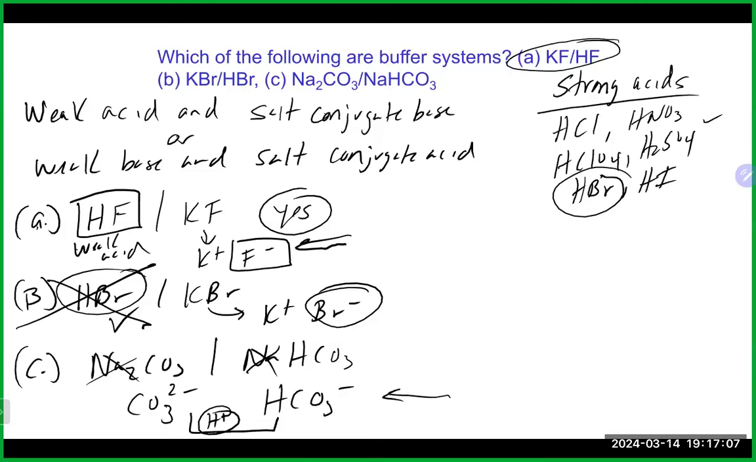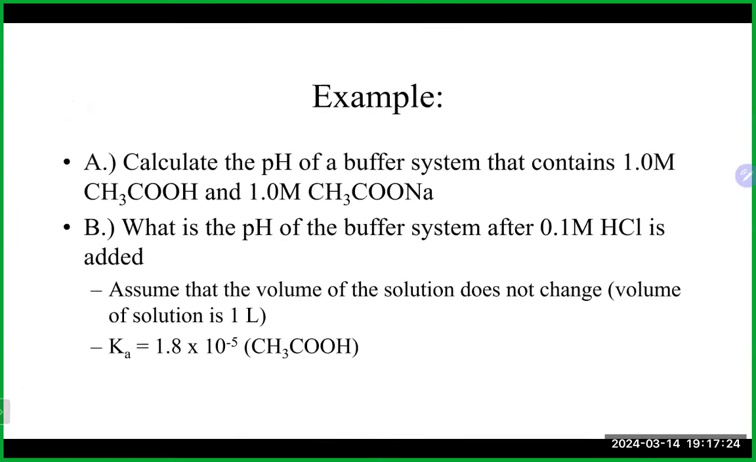So it can only accept an H, and obviously this would be our acid. Any questions on any of this? C is, yeah. So in this case, A and C would be buffers. B would not be a buffer in this case. Yeah. Other questions? Okay. All right.